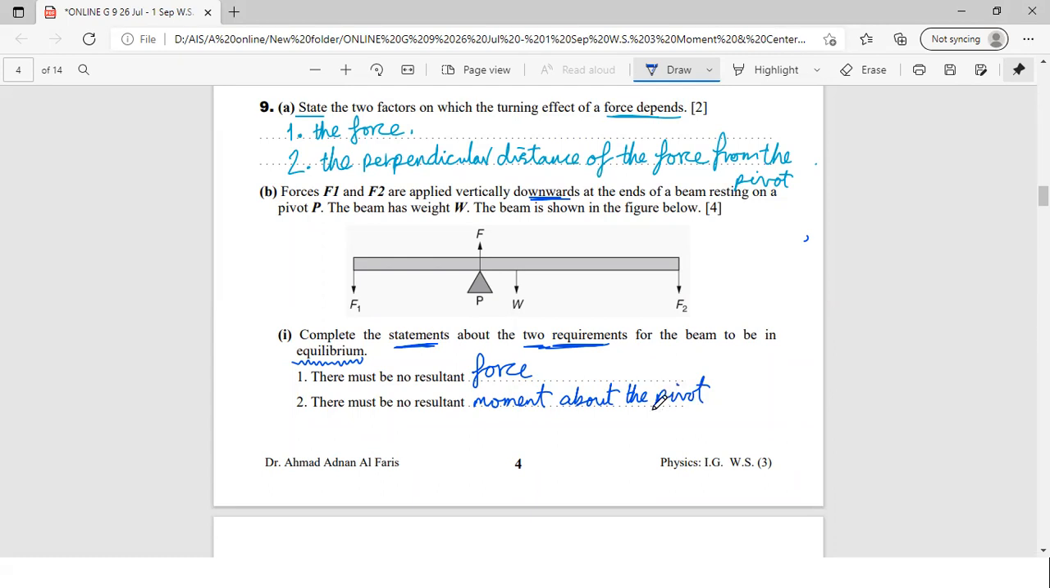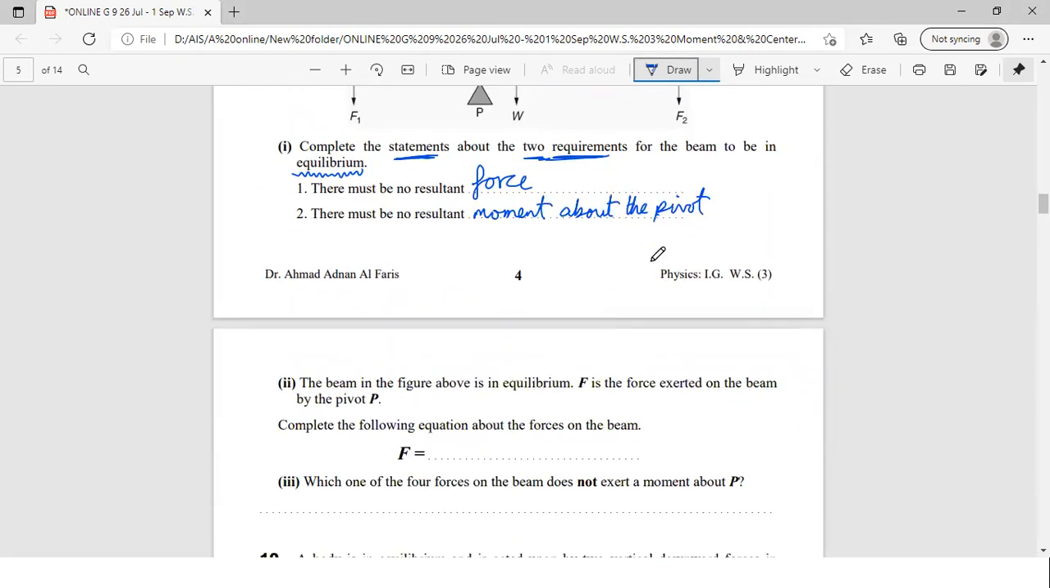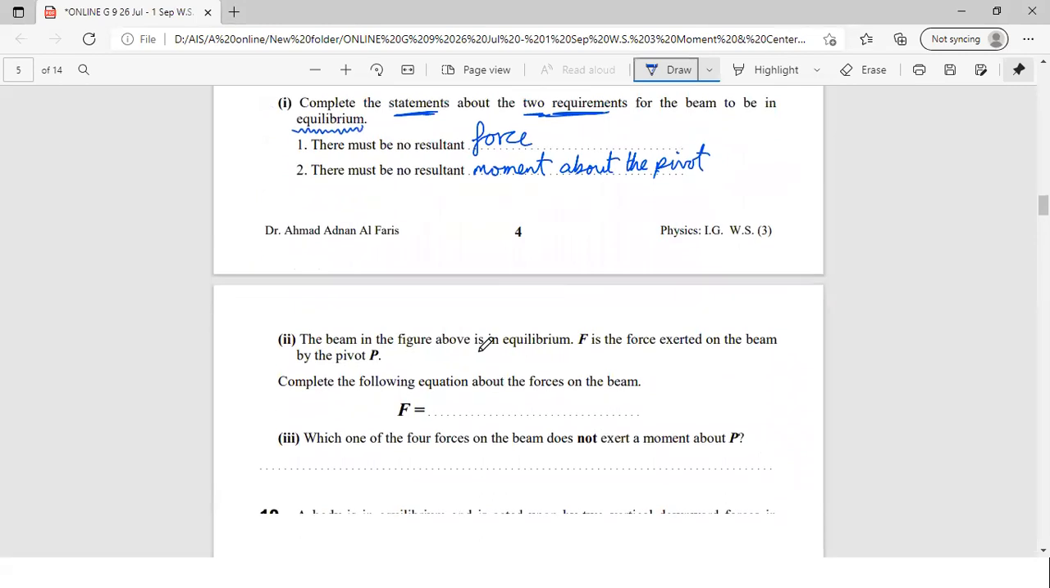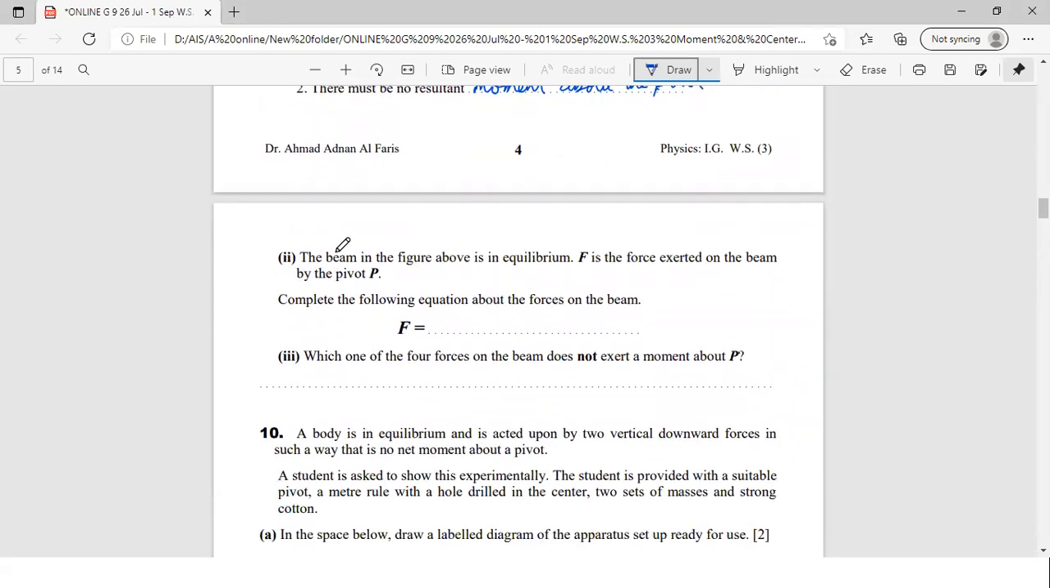هل هذا سؤال past paper? Yes, it is a past paper question. طيب. Triple I. بس هذا core, but they repeat the same question in the extent. Double I. The beam in the figure is what? Equilibrium. The beam is an equilibrium.